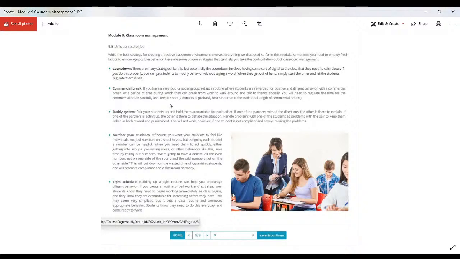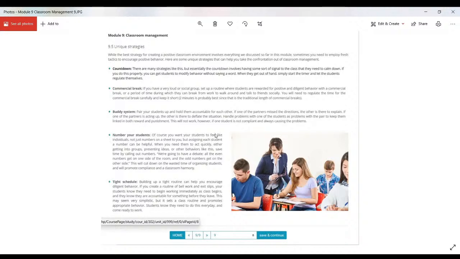If you have a very loud or social group, set up a routine where students are rewarded for positive and diligent behavior with a commercial break, or a period of time during the day in which they can break from work to walk around and talk to friends socially. You will need to regulate the time for the commercial break carefully and keep it short, right? Like 2 minutes, it's probably best, since that is the traditional length of a commercial break. Okay, next is buddy system.